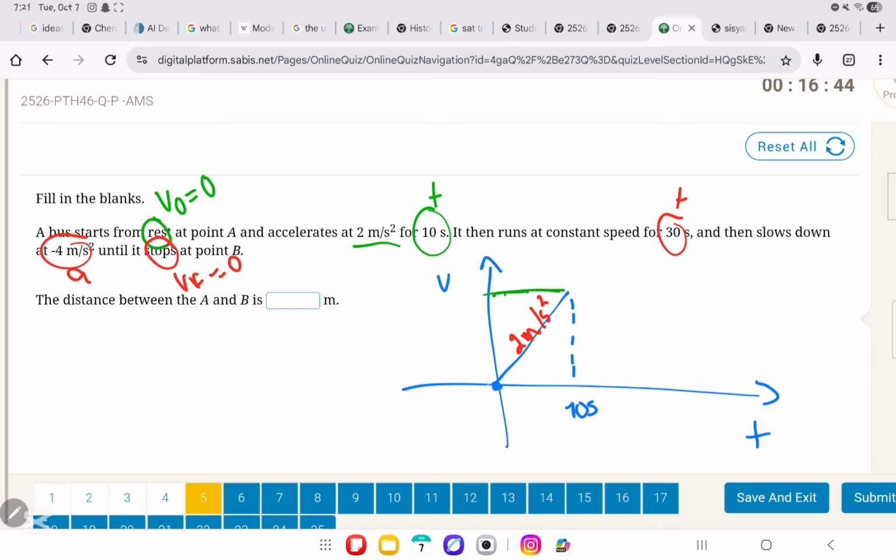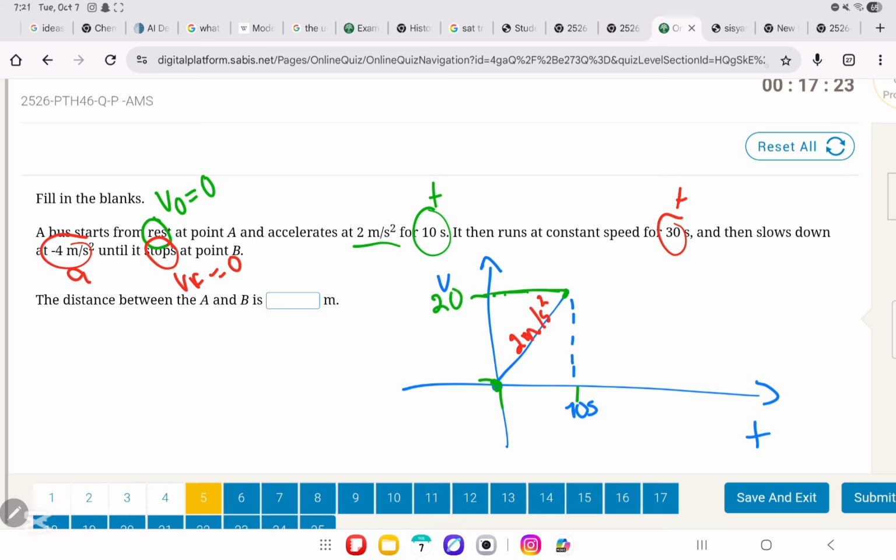Because it starts at 0, we can take it that the acceleration, which is 2, is equal to V final minus 0 over 10 minus 0, because we choose this point and this point over here. So it's going to be y minus y over x minus x, right? These will cancel, and we'll be left with V final over 10 is equal to 2. That means V final is equal to 20.